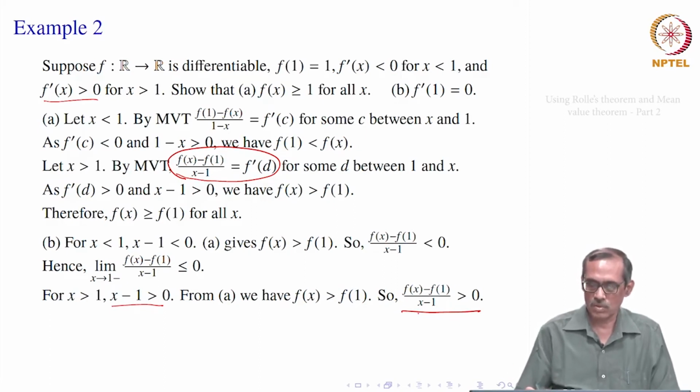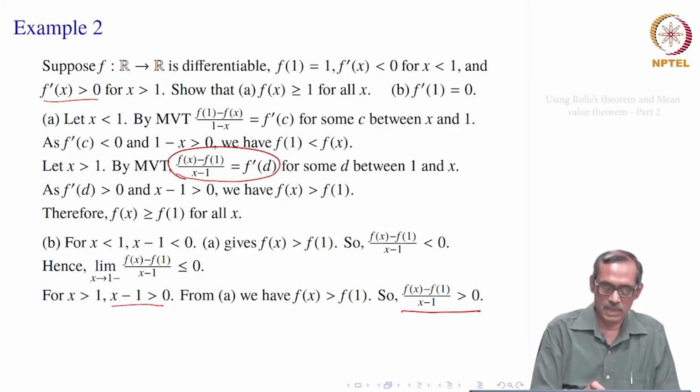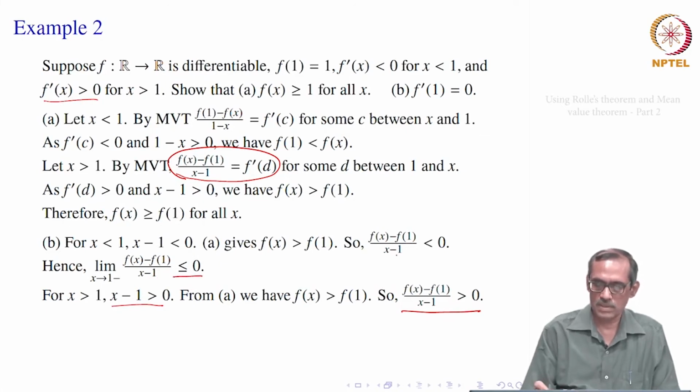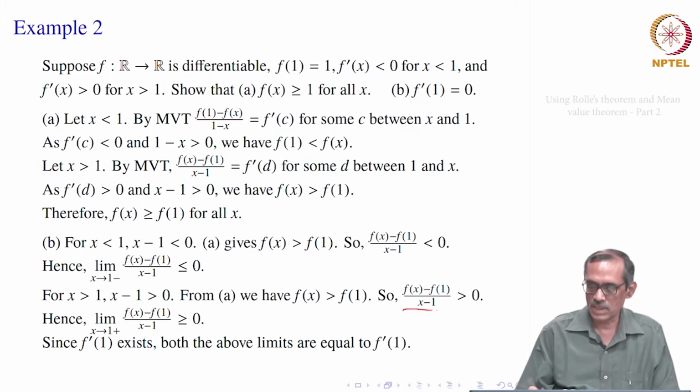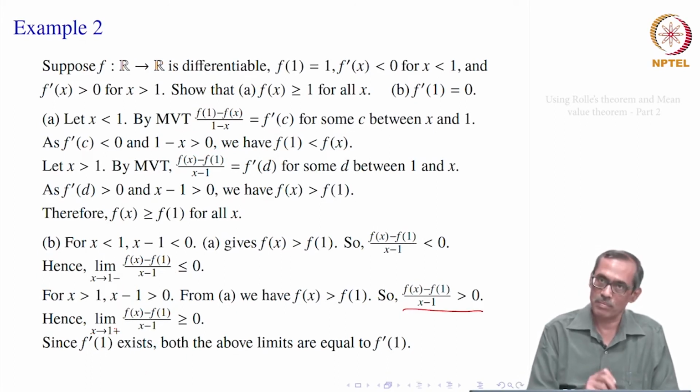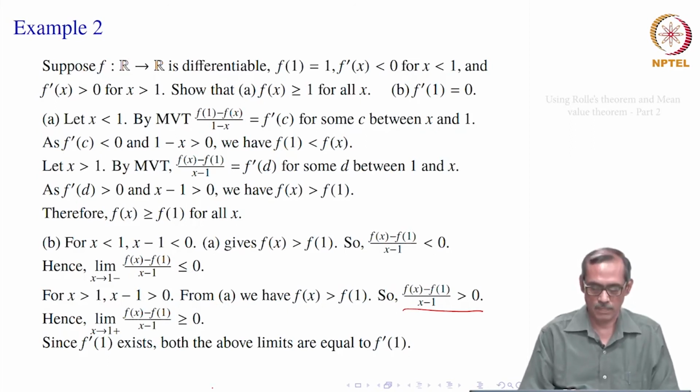So, now let us look at this. If you take the limit as x goes to 1 from the left of f of x minus f of 1 by x minus 1, it is less than or equal to 0, because for all x smaller than 1 that ratio is negative. So, in the limit it can be equal to 0. So, it is less than or equal to 0. And if you take the right hand limit, with x going to 1 from the positive side, but the ratio is the same, f x minus f 1 by x minus 1, that is greater than or equal to 0.